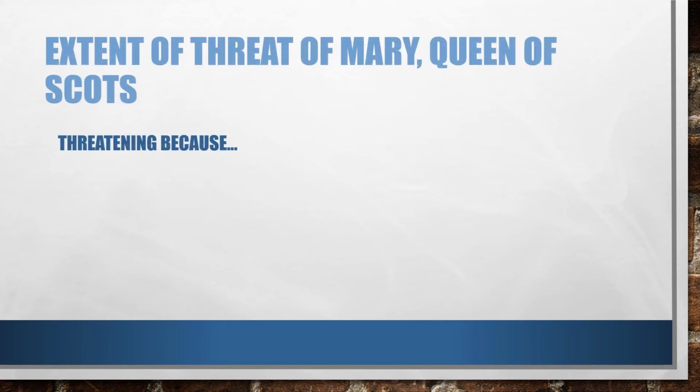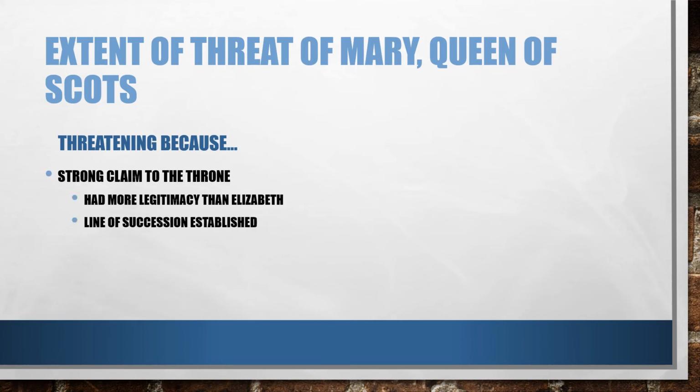So with regards to the extent of threat for Mary Queen of Scots: Mary Queen of Scots is threatening to Elizabeth because of her claim to the throne. She does have more legitimacy than Elizabeth, and that's mainly due to the marriage and being born out of wedlock that we looked at earlier in key topic 1. And she's also got a strong line of succession established with regards to herself and then a suitable heir to the throne in terms of James.